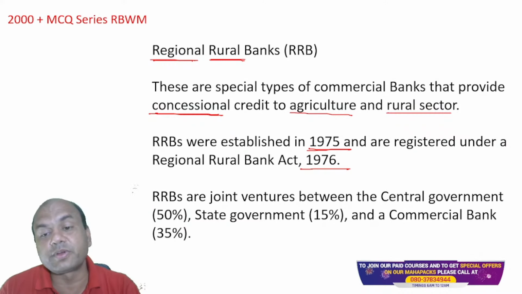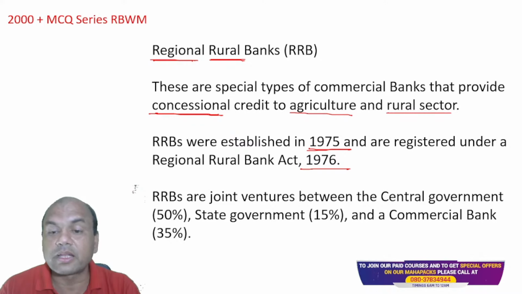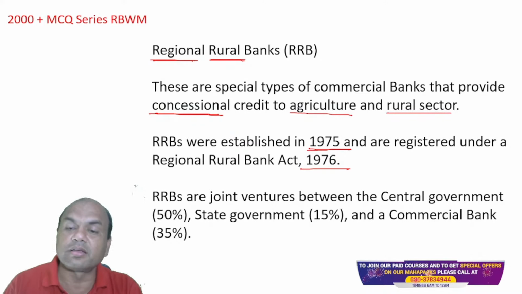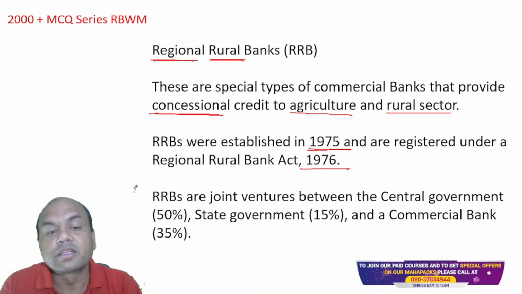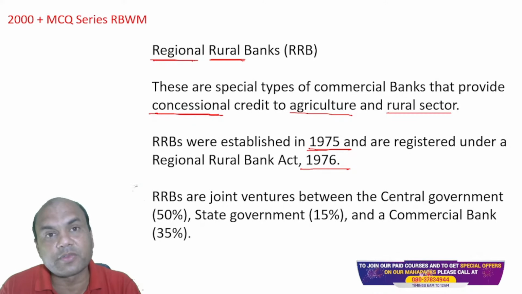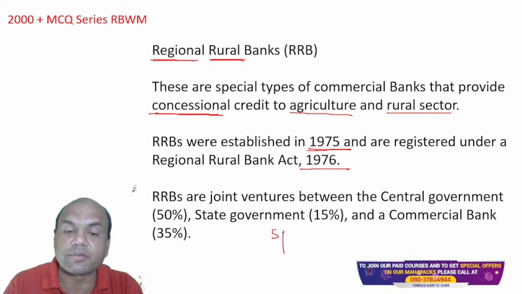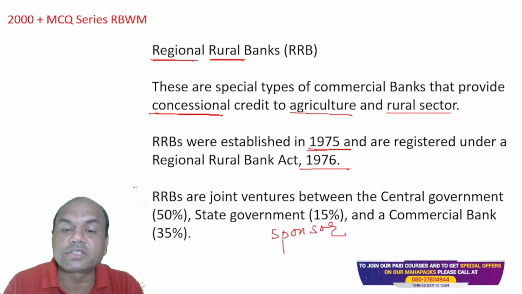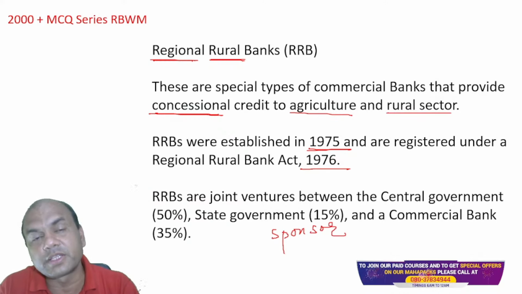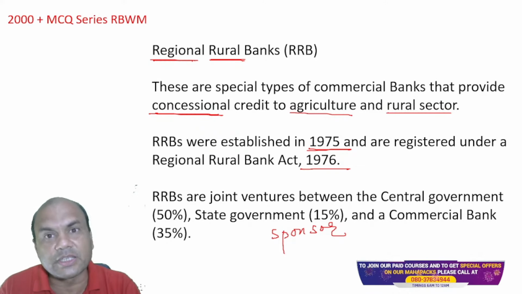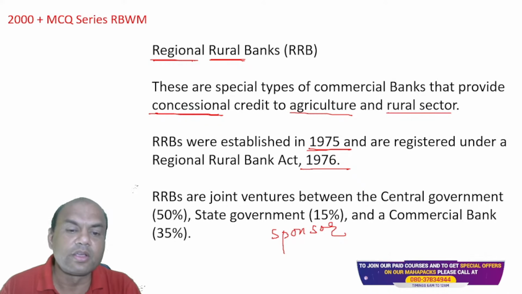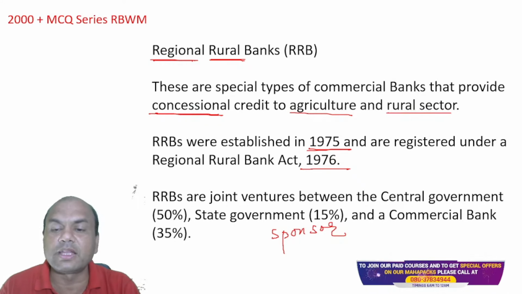RRBs are joint ventures between the central government, state government and commercial banks. What is this? It means any RRB which is formed, 50% of the capital is from the central government. State government has 15% of the capital, and the commercial bank, which is known as the sponsor bank, holds 35% of the equity of this RRB. From your exam point of view, remember this is the structure: central government 50, state government 15, and commercial bank 35.